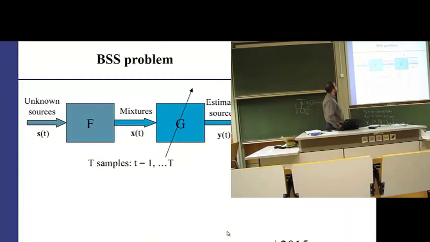So in general, the structure for blind source separation is that you have some unknown sources, S of T, a vector of all the sources, S1, S2, whatever. They are mixed using a function, which we don't know. And you are observing X of T, that's your observation. You want to find a system, preferably linear, like G of T, to estimate the sources. That's going to happen for all the samples of the signal from time 1 until time T.